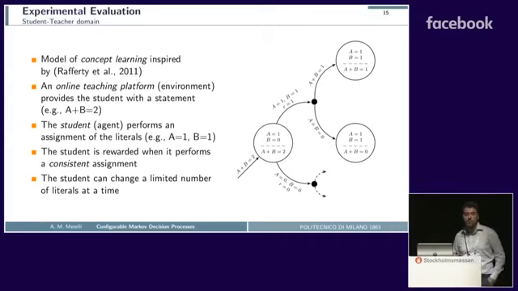Here, the teacher provides the student with a sequence of statements involving some literals, and the goal of the student is to assign values to literals so that such assignment is consistent with the statements. The student is rewarded whenever the assignment is consistent. In order to model the fact that different students might have different abilities, we assume that the student can change only a limited number of literals at a time.